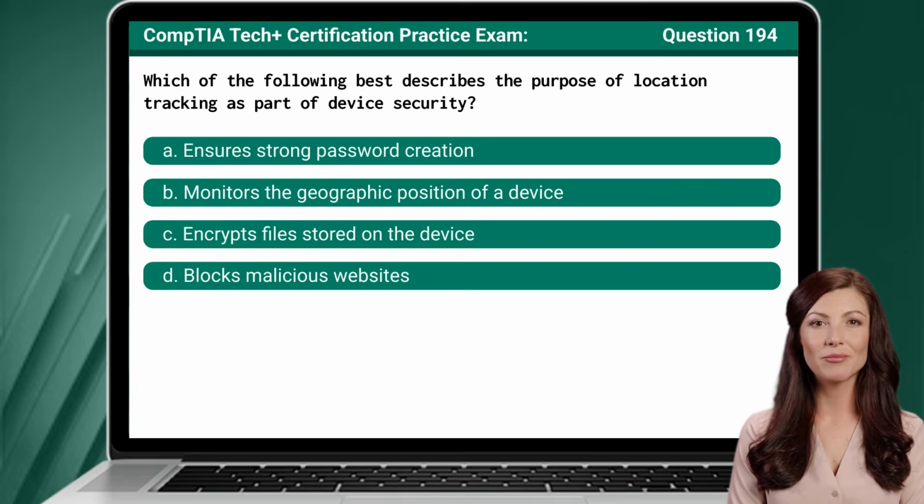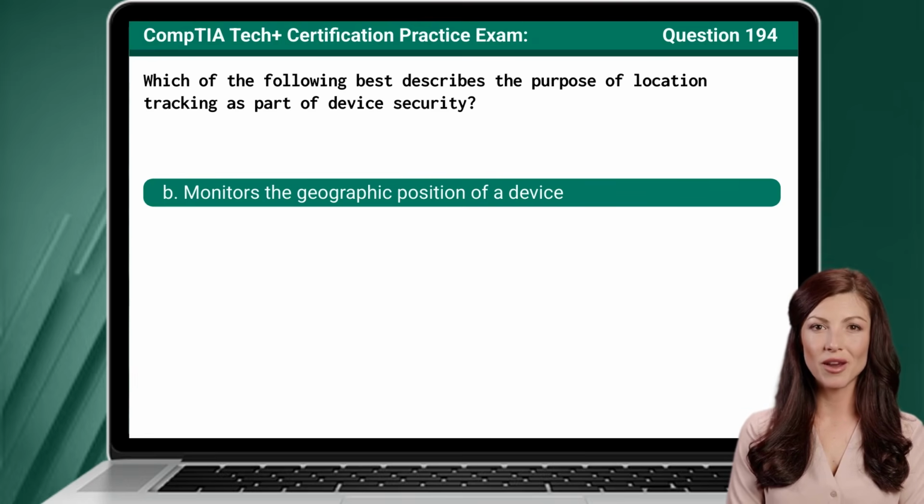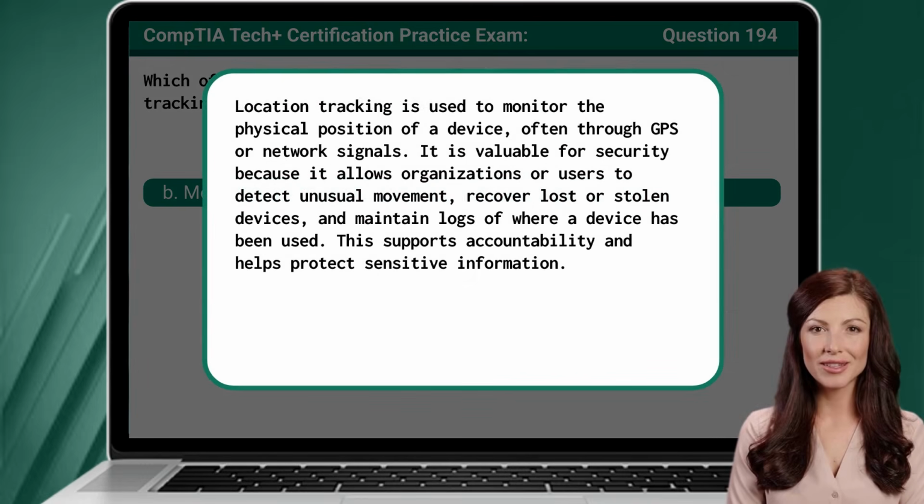The answer is B. Monitors the geographic position of a device. Location tracking is used to monitor the physical position of a device, often through GPS or network signals. It is valuable for security because it allows organizations or users to detect unusual movement, recover lost or stolen devices, and maintain logs of where a device has been used. This supports accountability and helps protect sensitive information.